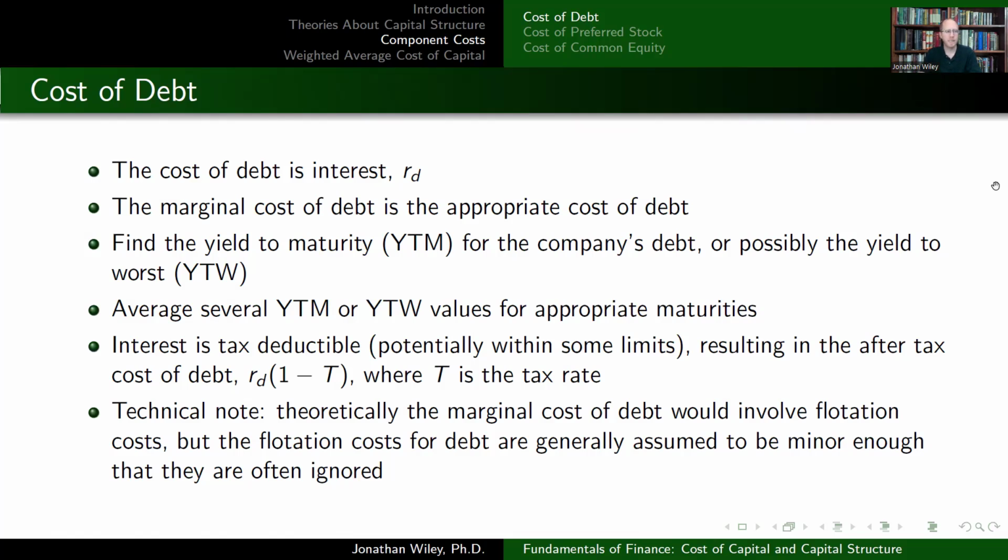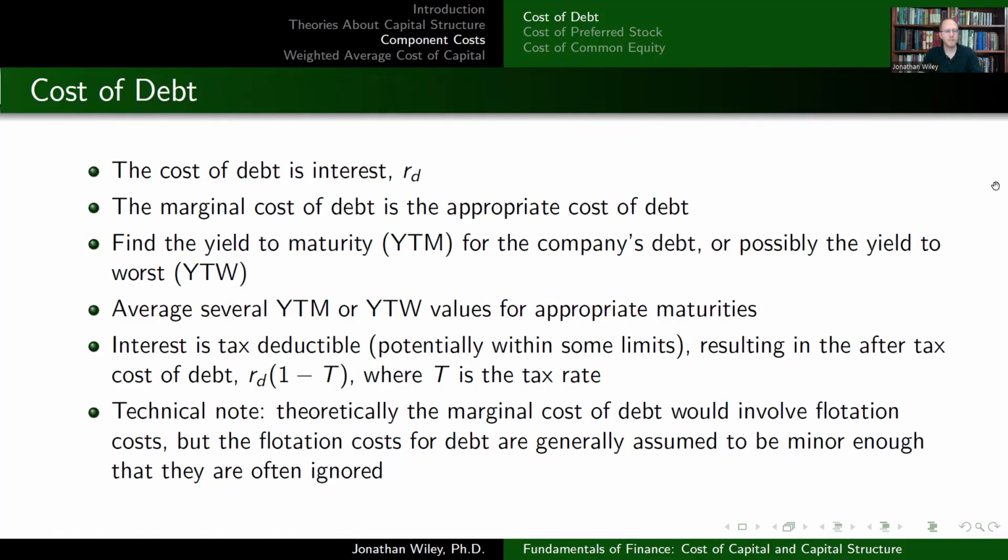Now, significantly, interest is tax deductible, possibly within some limits. That might vary depending on what tax laws get passed. But basically, for every dollar that the company pays in interest, it reduces the taxable income by $1, which means that less is paid to the federal government. So since for every dollar I pay in interest, I pay less to the federal government, the true economic cost of this debt to me is not that stated yield to maturity or yield to worst. I need to factor in that I save money on taxes here.